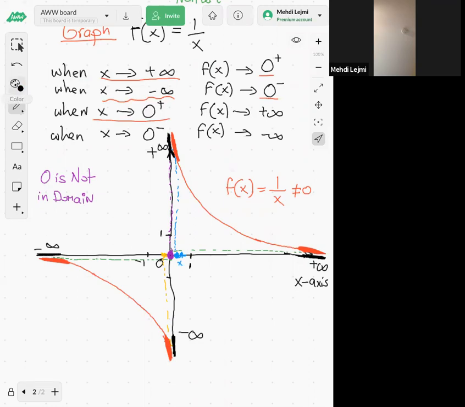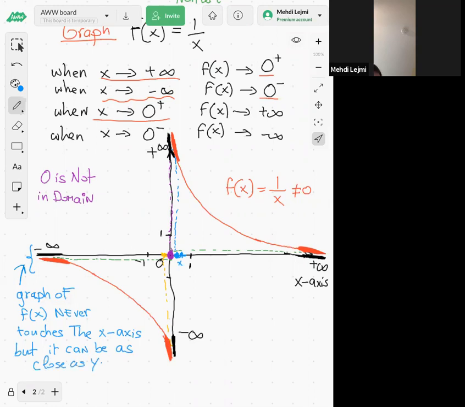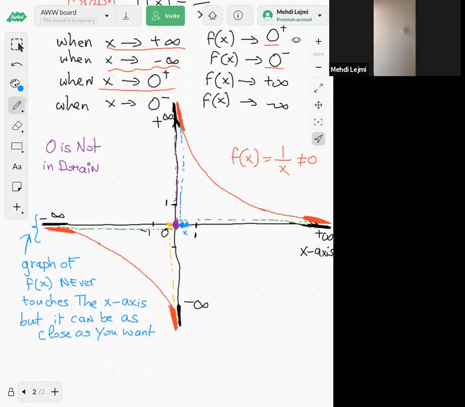So what I'm saying is, you see here, the graph of f of x never touches the x-axis, but it can be as close as you want from the x-axis, okay?